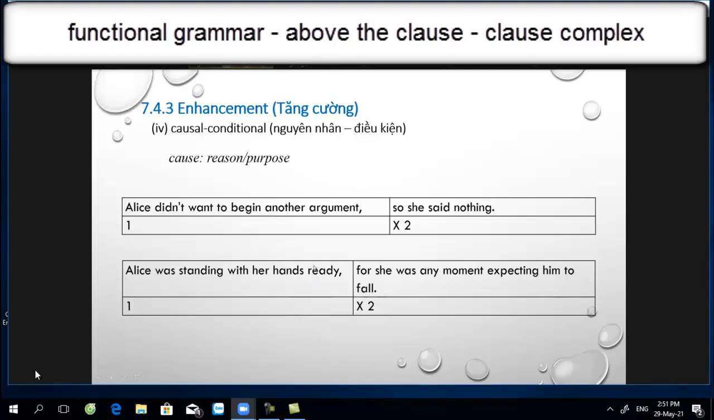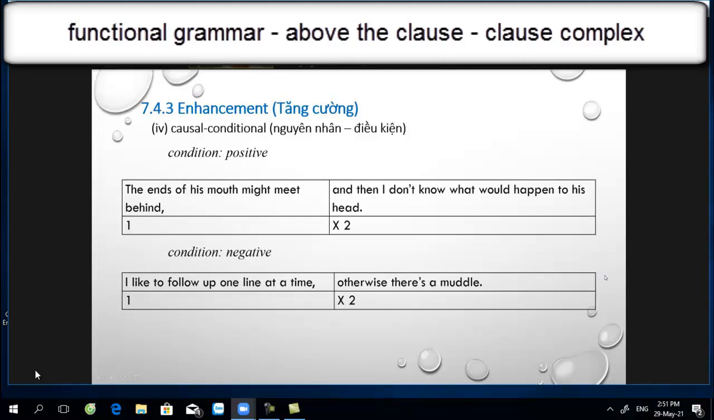And we have many small branches about the cause. We have the reason and purpose. For example, "Alice didn't want to begin another argument, so she said nothing." Okay, it indicates the reason why. And the second one, "Alice was standing there with her hands ready, for she was any moment expecting him to fall." It's the purpose, right?